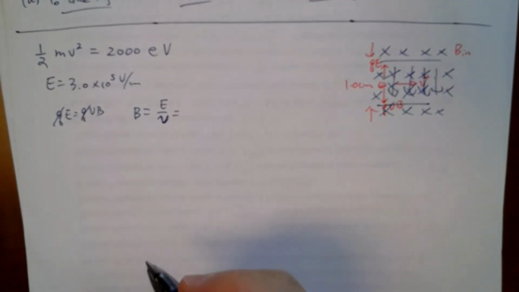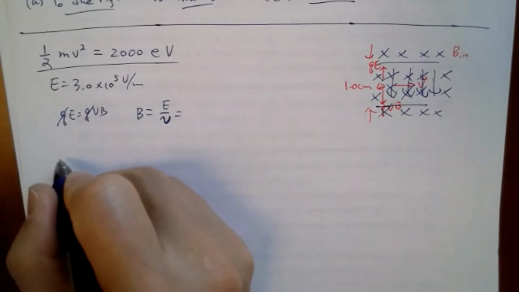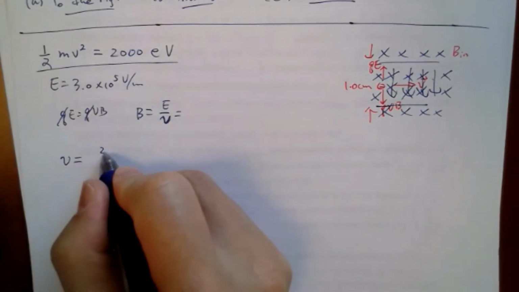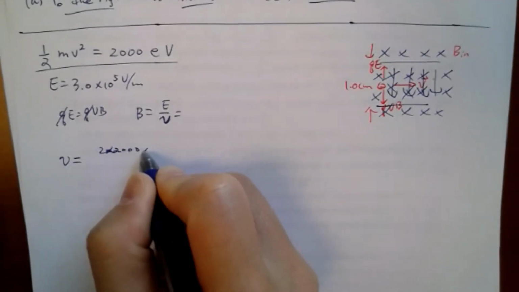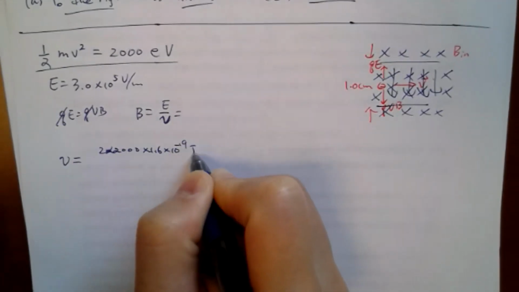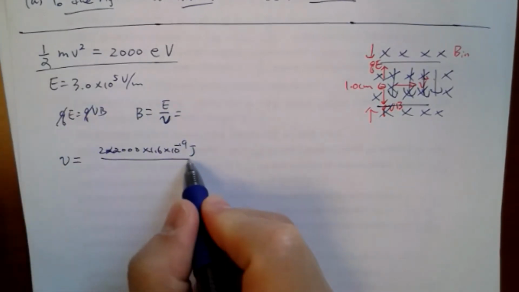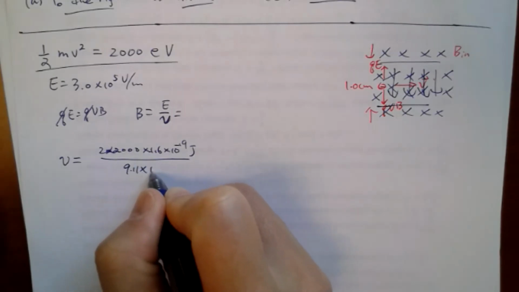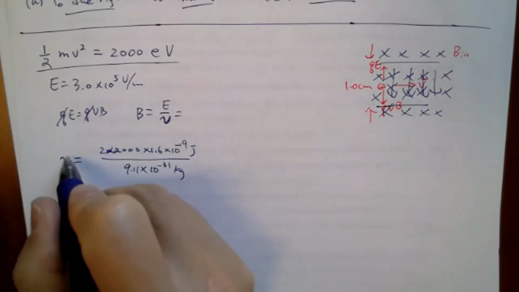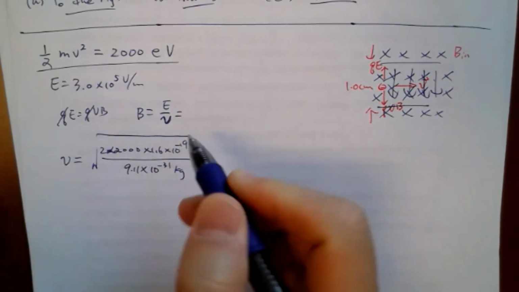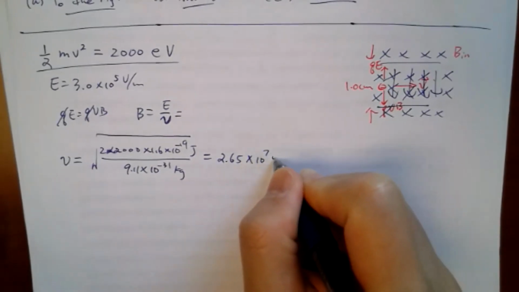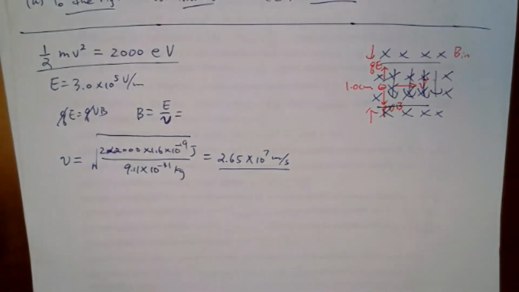So the velocity V is going to be equal to 2 times 2000 electron volts, times 1.6 times 10 to the minus 19 joules, divided by the mass. The mass of an electron is 9.11 times 10 to the minus 31 kilograms. You take the square root of that. That gives you 2.65 times 10 to the 7 meters per second as the speed.